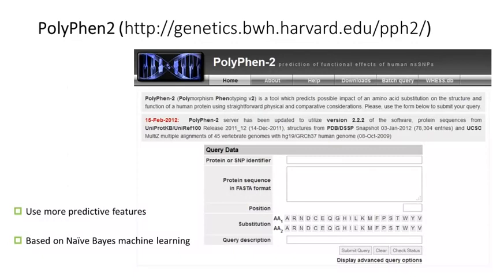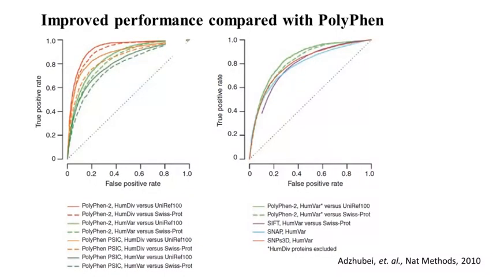In 2010, Shamil Sunyaev and colleagues published a new version of PolyPhen that incorporated more predictive features and, more importantly, replaced the empirical rules with a machine learning classifier, naive Bayes. The classifier-based PolyPhen 2 showed improved performance over PolyPhen.